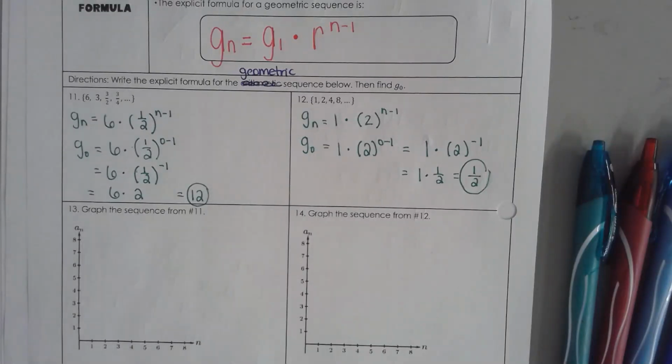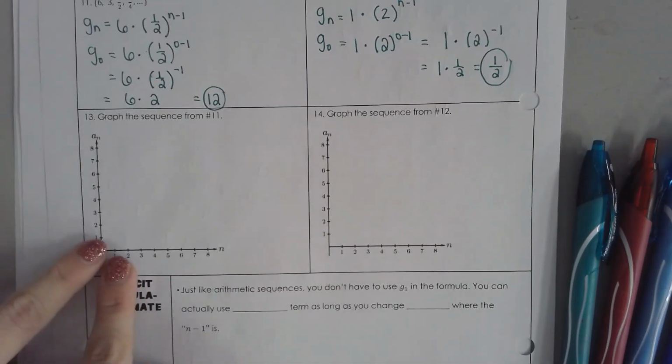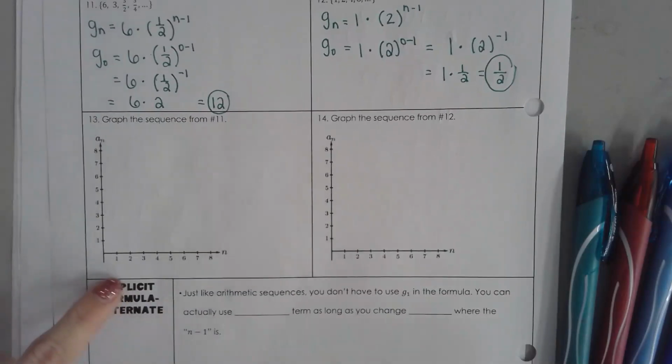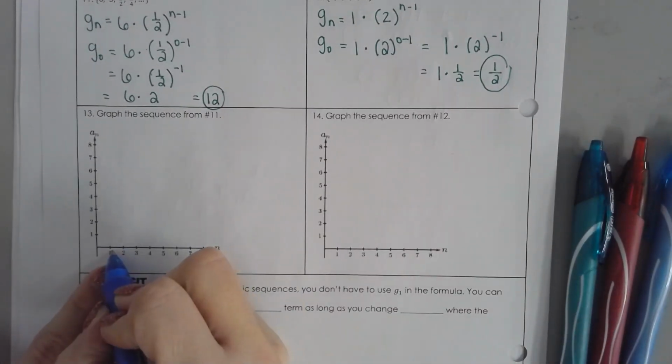Number 13 is asking us to graph. When we graph sequences, what's the big thing about the sequences that we talked about in the previous lesson? They don't connect. They're individual points. That signifies it's a sequence. Because a sequence, you have term 1, term 2, term 3. You don't have term 1.5. You don't have term 1.36. So it's individual points.